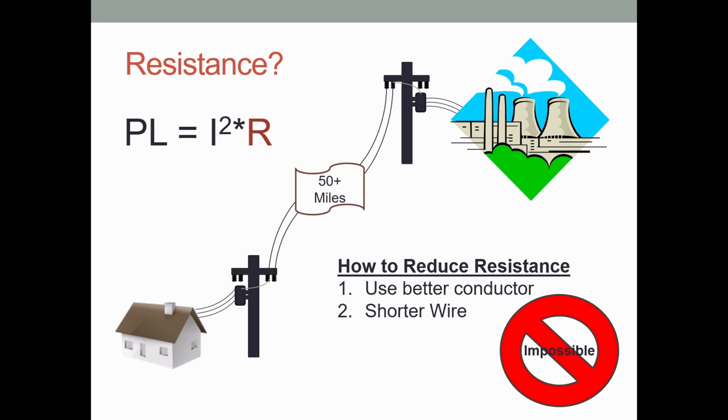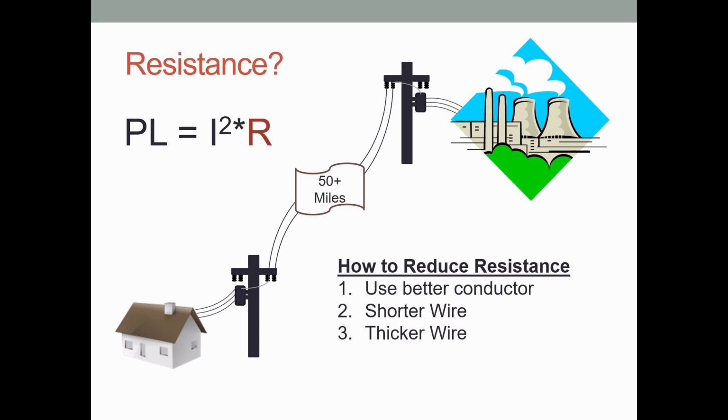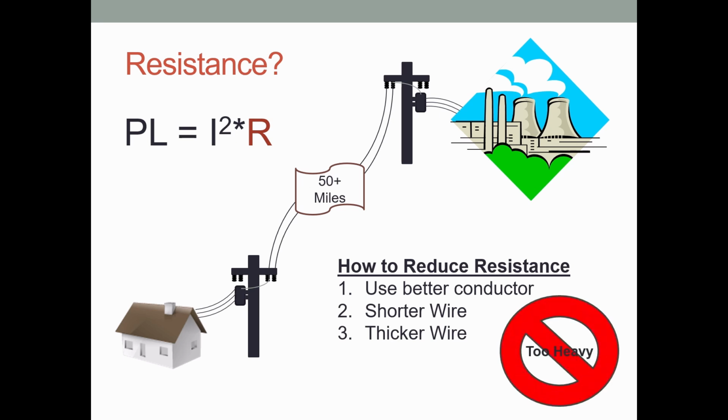Thicker wire inherently has less resistance. How about that? Thicker wire means that support structures like power poles would need to be larger to support the added weight. Additionally, thicker wire means the cost of wire would be higher, the conductor being a major contributor to cost.